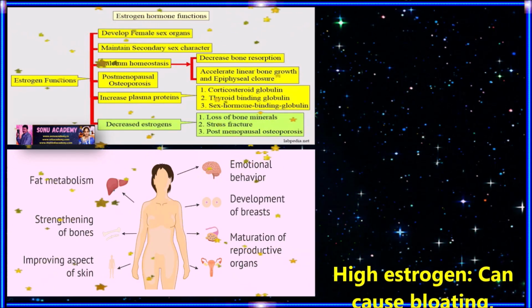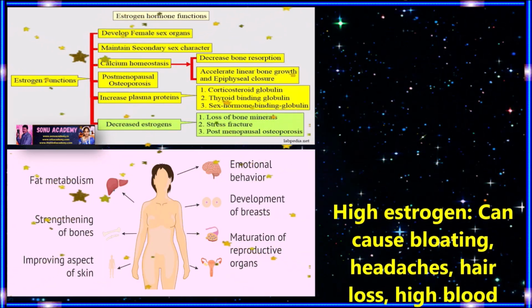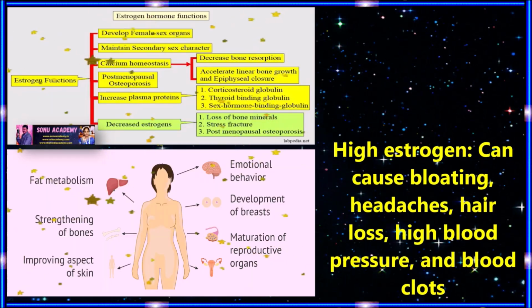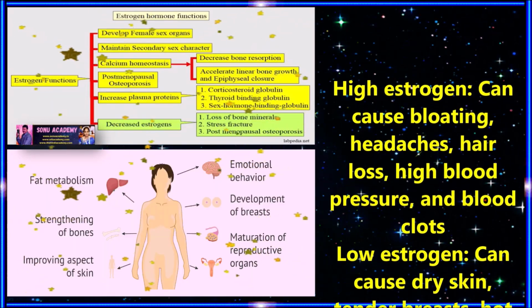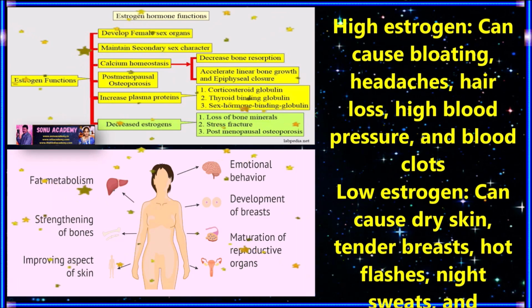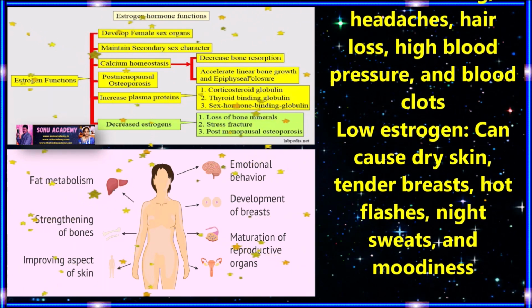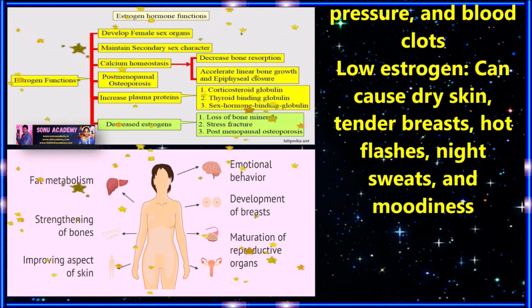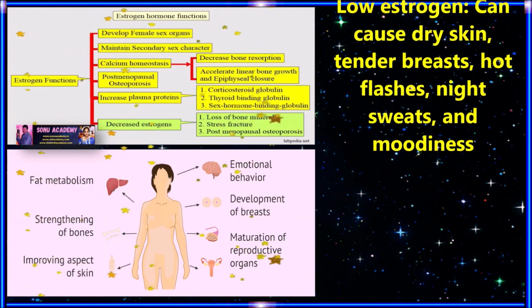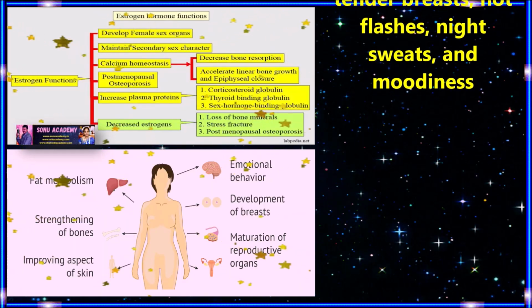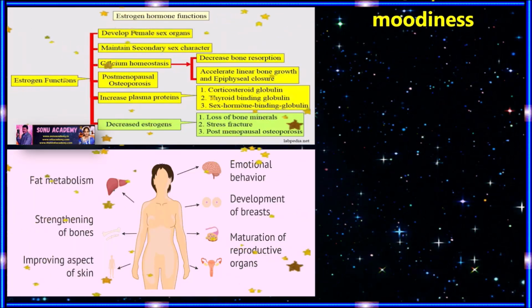Children, let us see what happens if estrogen levels are too high or too low. If the estrogen levels are too high, it can cause bloating, headaches, hair loss, high blood pressure, and blood clots. And if the estrogen levels are very low, it can cause dry skin, tender breasts, hot flashes, night sweats, and moodiness.